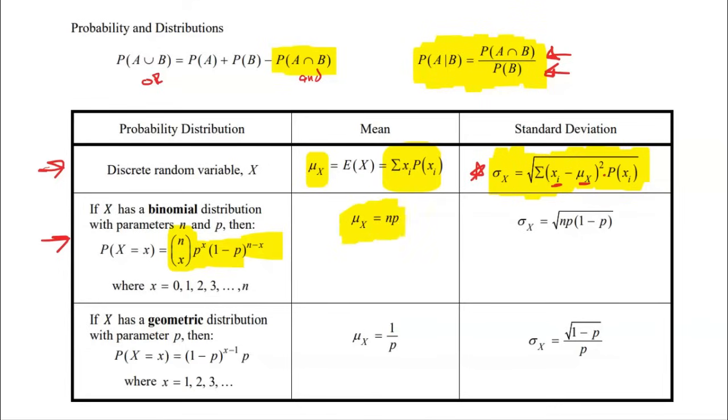Then we have the mean of a binomial distribution. It's very simple. All you got to do is take the number of trials times the probability, nice and simple, and the standard deviation for a binomial distribution, square root of n times p times 1 minus p.